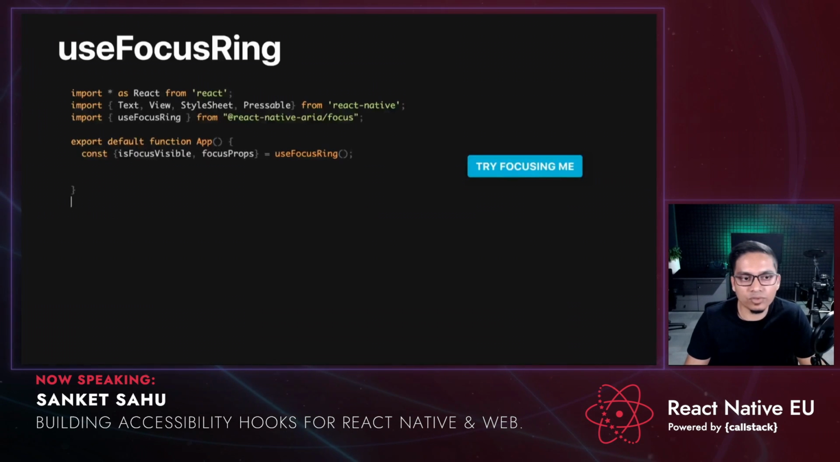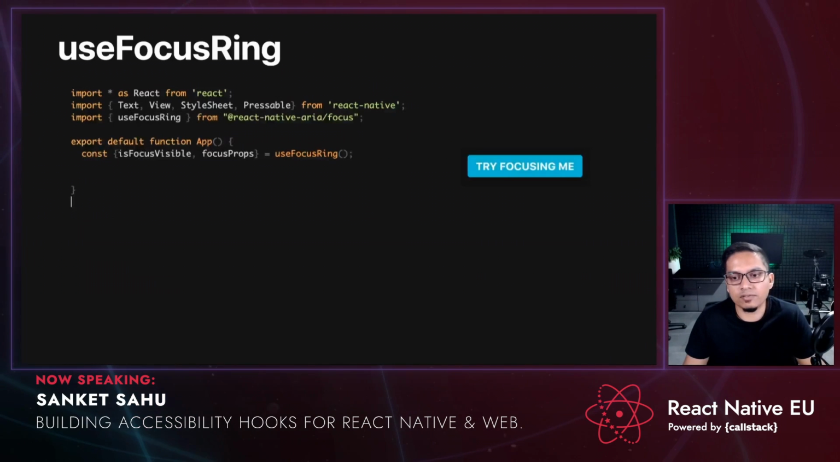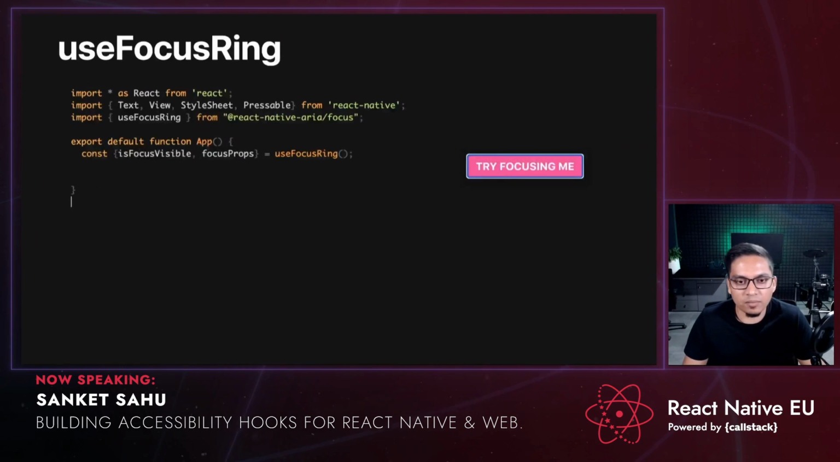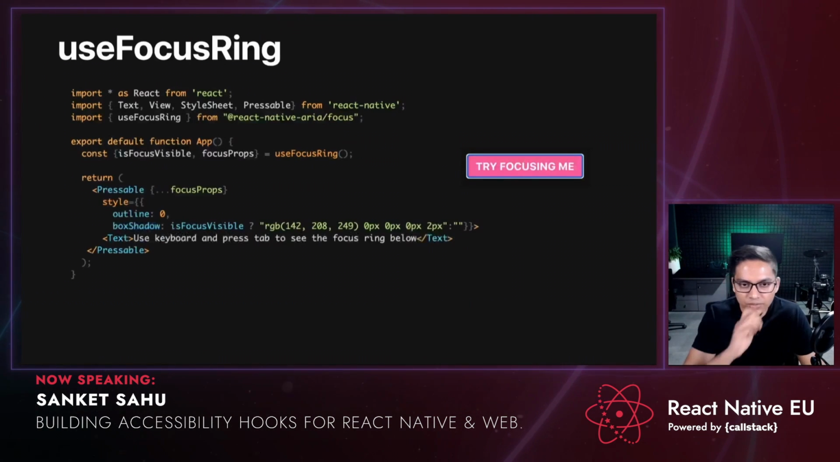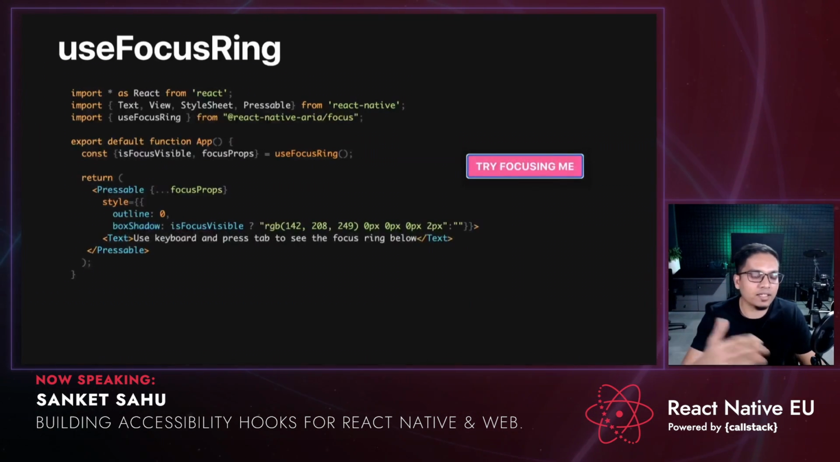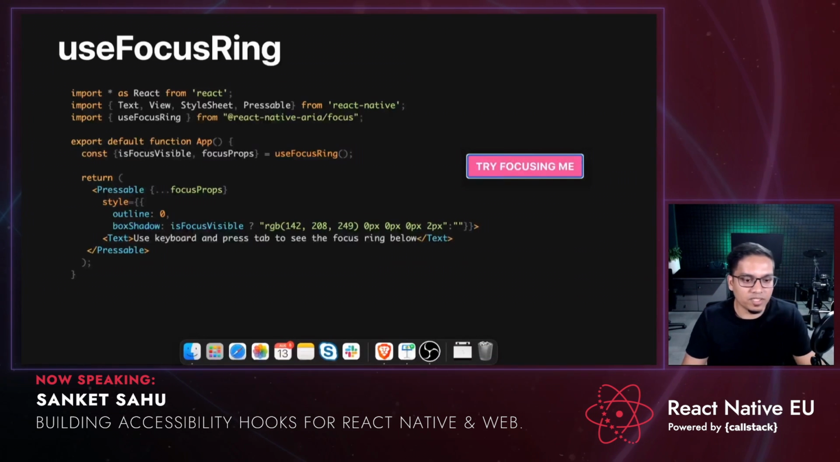Another example is useFocusRing. This adds the focus ring on components. So when using the keyboard and pressing tabs, we get the focus ring of the keyboard, which is independent of where the mouse cursor is. So we can use useFocusRing and then spread it right away on the pressable component.